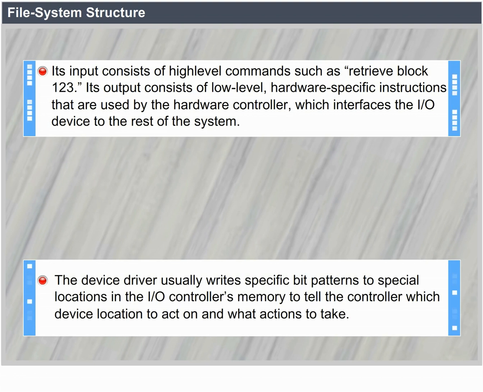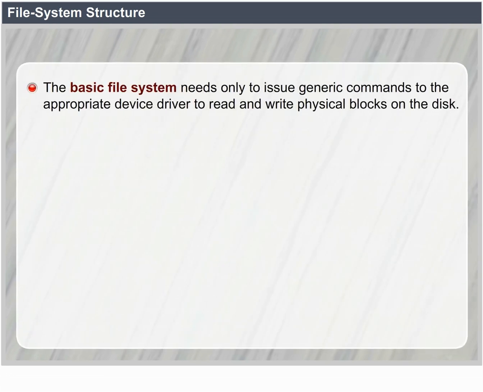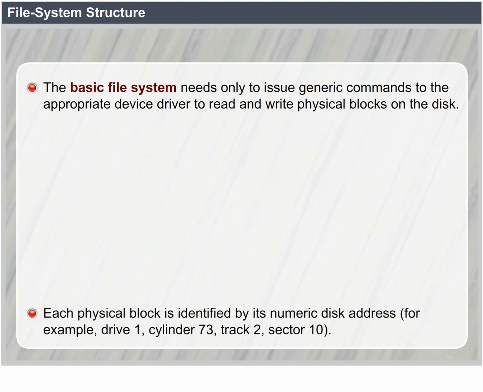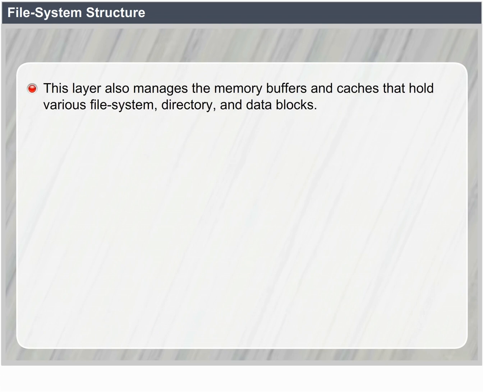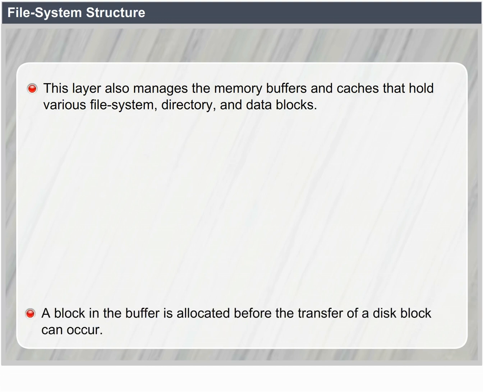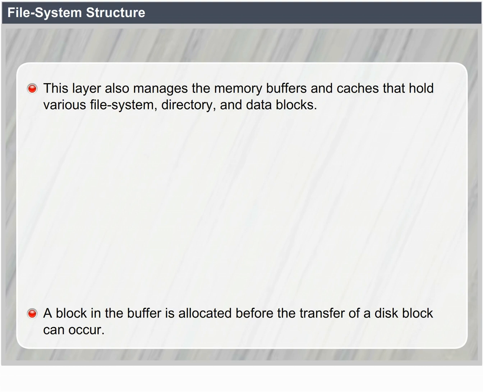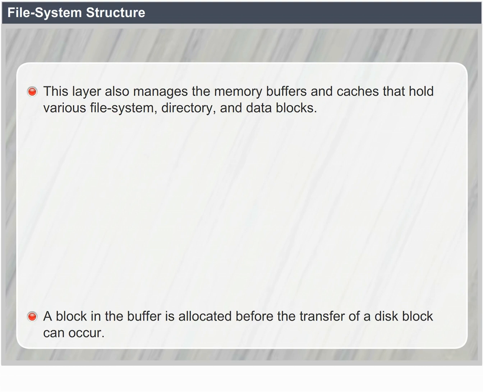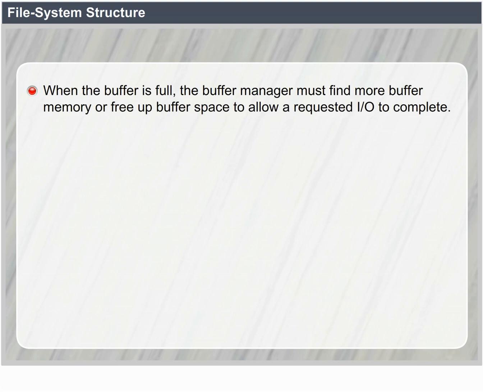The basic file system needs only to issue generic commands to the appropriate device driver to read and write physical blocks on the disk. Each physical block is identified by its numeric disk address, for example, drive 1, cylinder 73, track 2, sector 10. This layer also manages the memory buffers and caches that hold various file system, directory, and data blocks. A block in the buffer is allocated before the transfer of a disk block can occur. When the buffer is full, the buffer manager must find more buffer memory or free up buffer space to allow a requested input-output to complete.